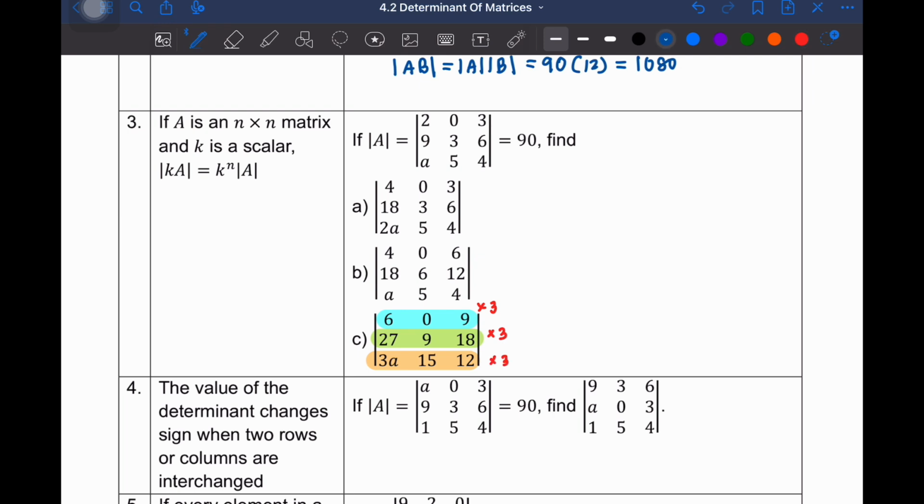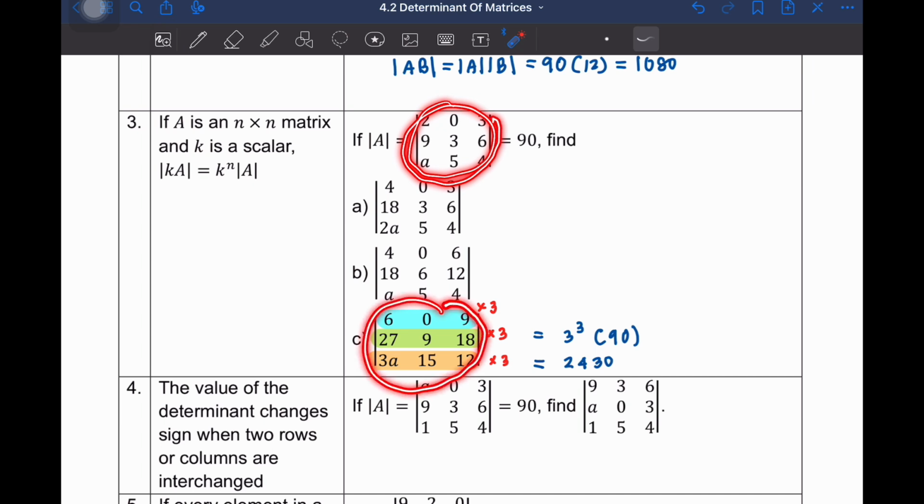Okay, so how do we find its determinant? The determinant will be 3 to the power of 3 and then times 90. So here we have 27 times 90, which is 2430. So this is our determinant. Basically every element in matrix A is multiplied by 3. So when everything is multiplied by 3, that's why it becomes 3 to the power of 3 here.